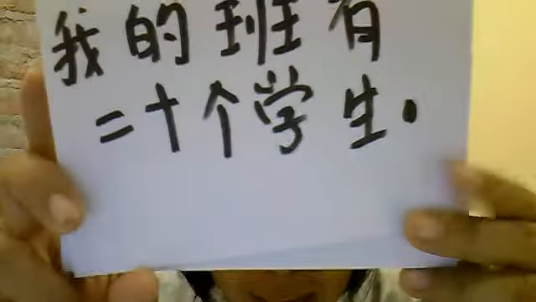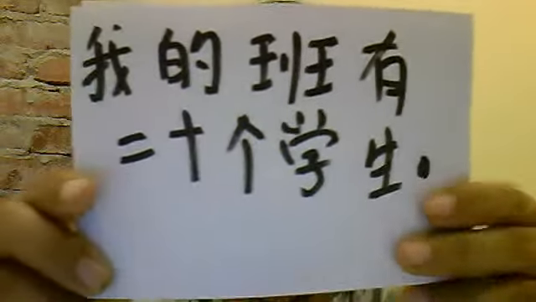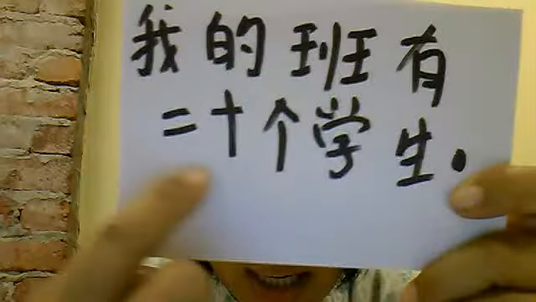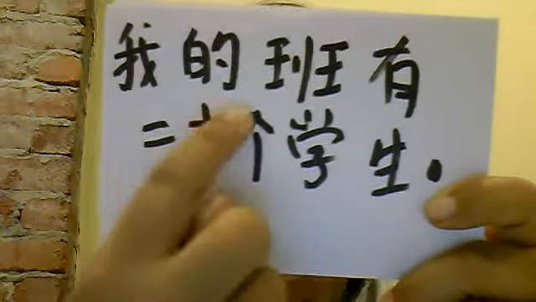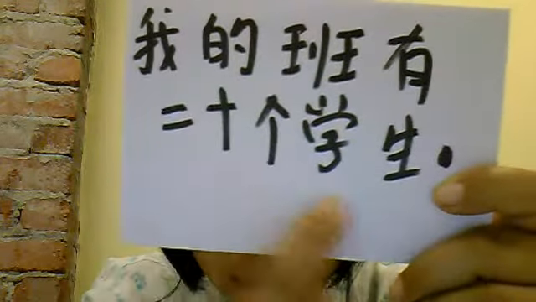The next one, so just put it in a sentence. You can say 我的班有20个学生. So my class has 20 students. So you can use it the same way that you would use class in English.